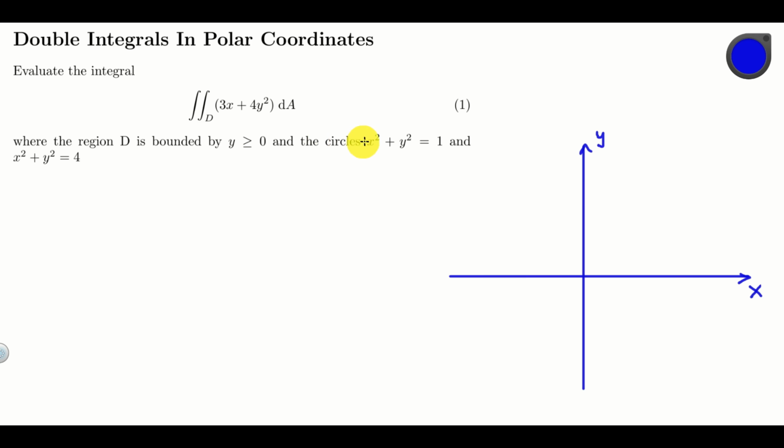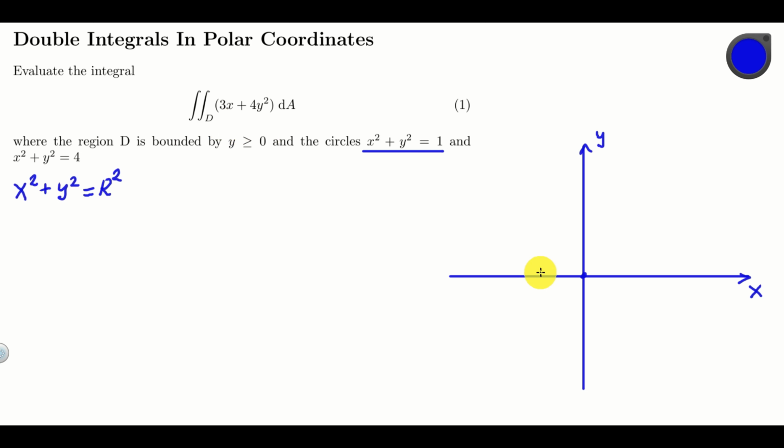Next, it's bounded by the circles x squared plus y squared is equal to 1 and x squared plus y squared is equal to 4. But before we sketch these two circles, let's briefly recall the canonical form of the equation of a circle. The equation of a circle with the center at the origin and with the radius of r has this form. X squared plus y squared is equal to r squared. Over here, r is the radius of the circle. We can see that the radius of the first circle is equal to 1 and the radius of the second circle is equal to 2.